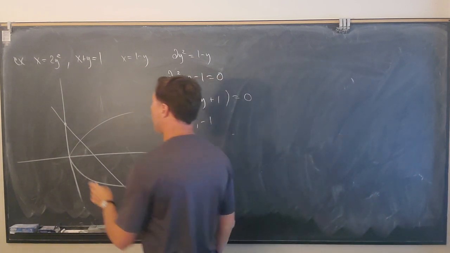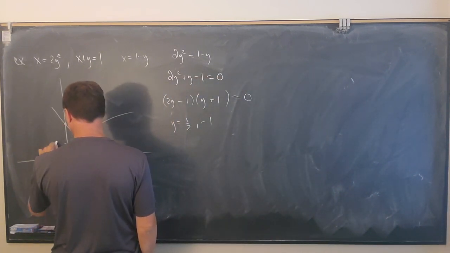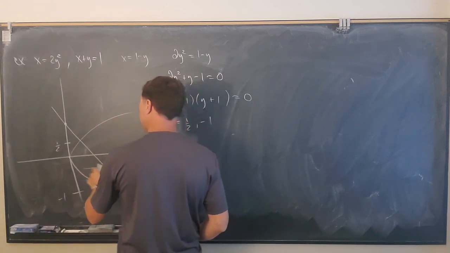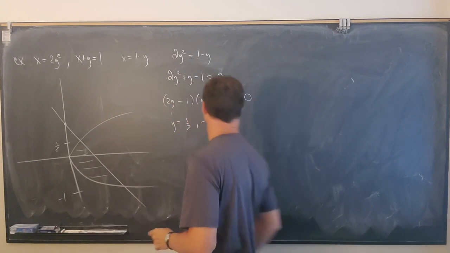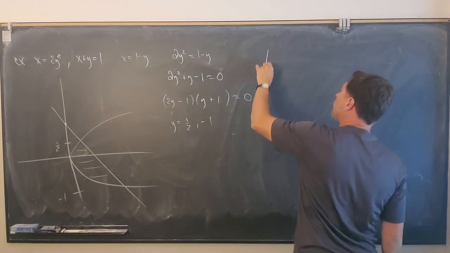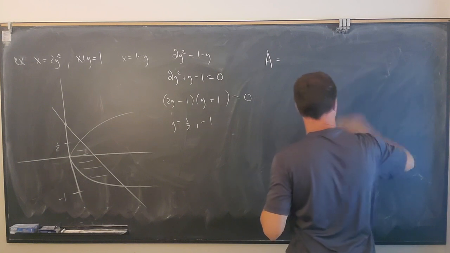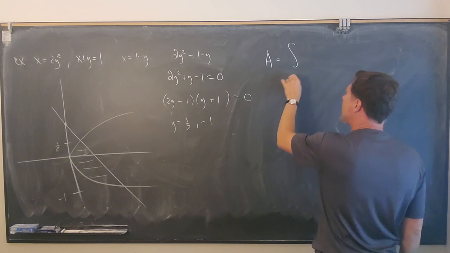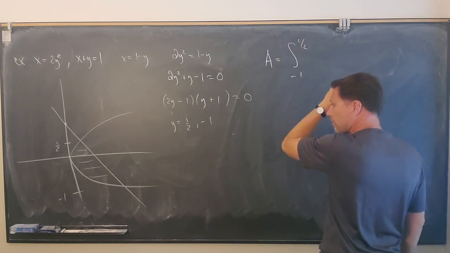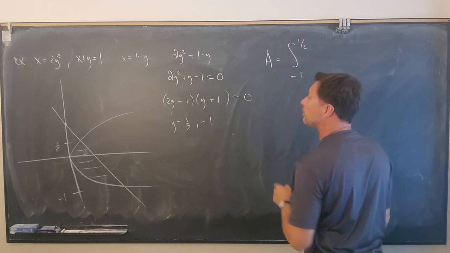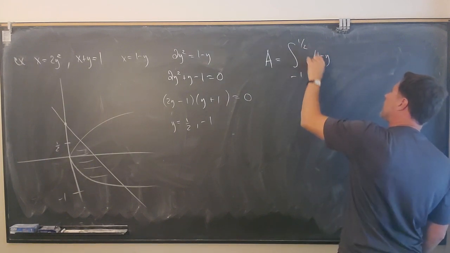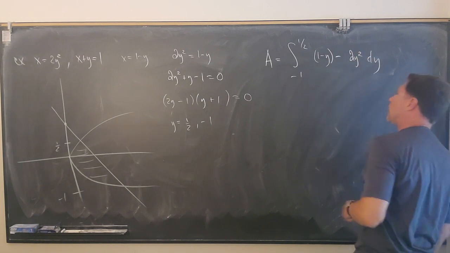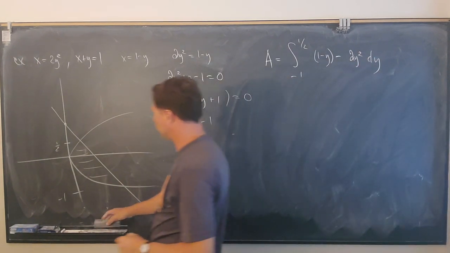So what do we have on the y-axis here? We have a 1/2, and then down here we have a -1. So we're looking for the area of that region there. So the area is going to be the integral from -1 to 1/2 of the top function, which is the line, minus the bottom function, which is the 2y squared. And remember, we're integrating dy.